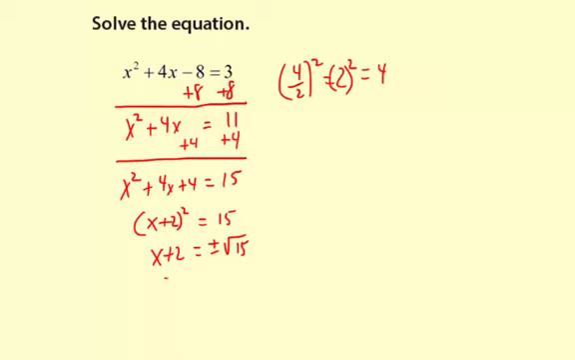Now we have x plus 2. I'm going to subtract 2 from both sides. So x equals negative 2 plus or minus square root of 15. There's our exact answer. And you could use a calculator to get decimal estimates if you needed to, but these are the answers in exact form. Negative 2 plus or minus square root of 15.